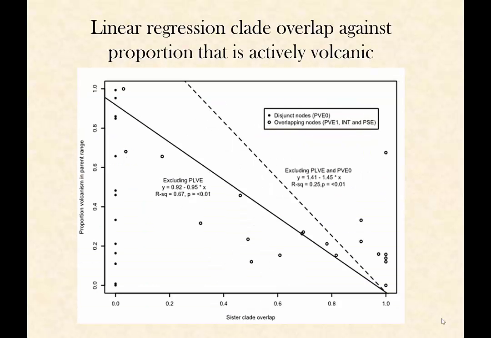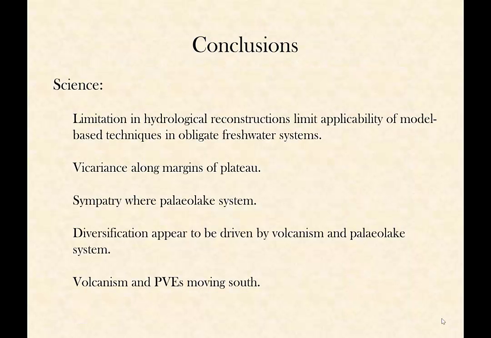So finally, we revisit the hypothesis. Basically, we're looking for a negative correlation between overlap and volcanism, and calculating it two different ways, including the disjunct ranges and excluding the disjunct ranges, both give a significant linear relationship. Sorry, you get greater overlap the less volcanism you have. Less overlap, the more volcanism that goes on.